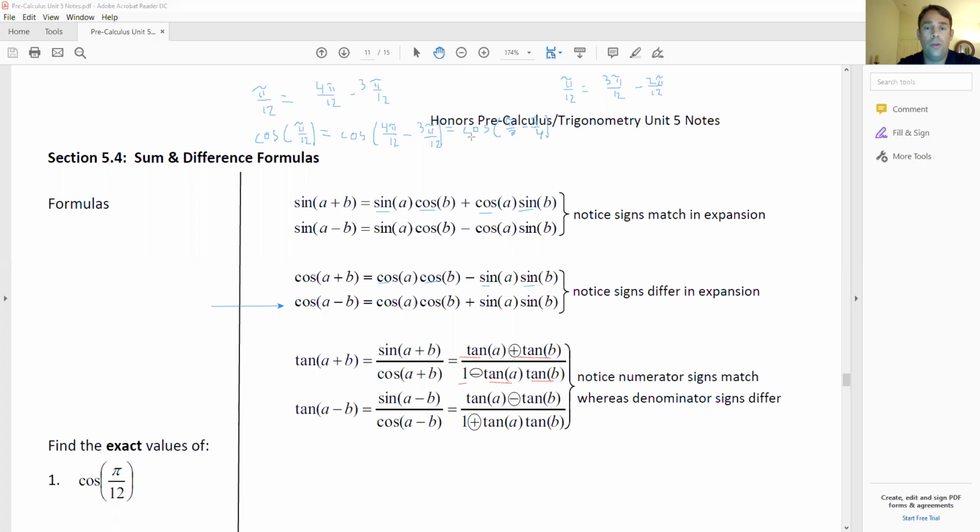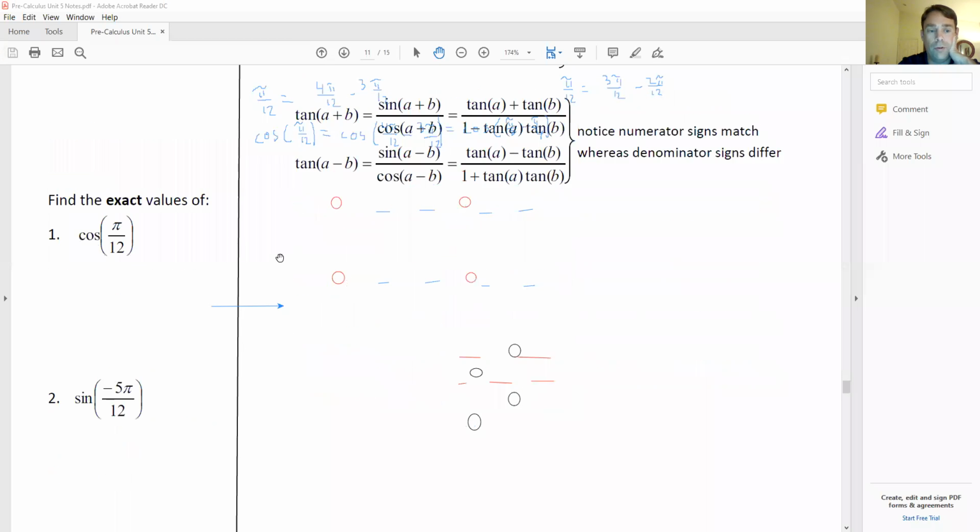Now, one of the things I want you to look at with sine is sine always has the same sign. Sine has the same sign. Cosine has the opposite sign. Sine is the same sign. That's kind of a tongue twister. Sine is the same sign. Cosine is always the opposite sign. So we go back to our problem that we're trying to deal with here.